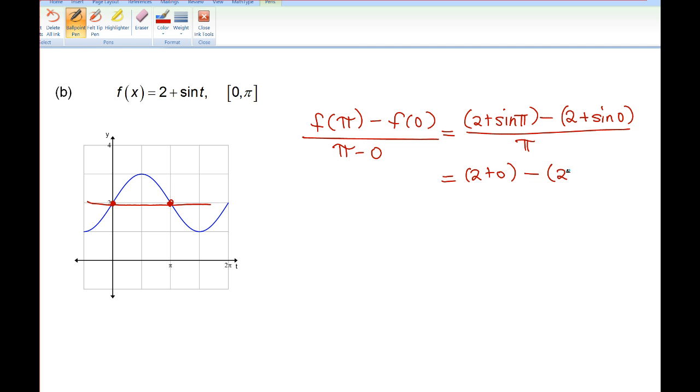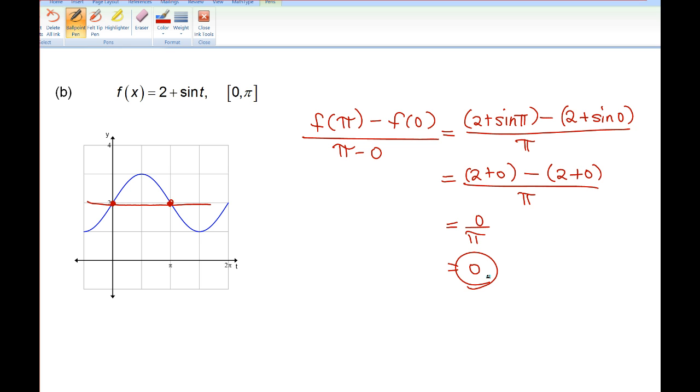And what's sine of 0? 0. So I have 0 over pi, which is 0. Which confirms what we were predicting in the beginning by just looking at the line that goes through those 2 points. It makes sense.